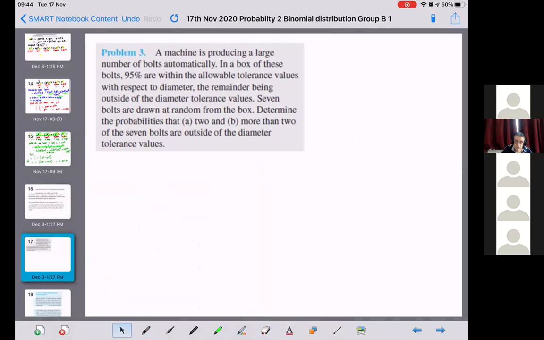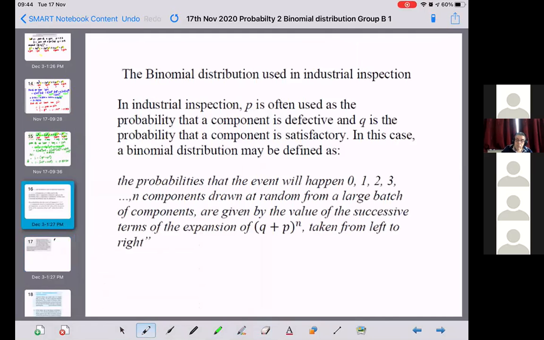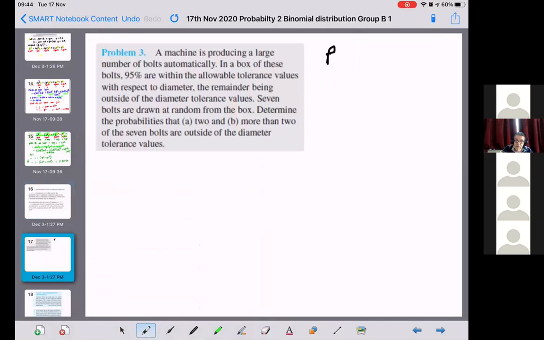P is faulty. So is that 0.05? Yeah. P is defective, yet Q is satisfactory. So P is equal to 5%, 0.05. Therefore, they both have to add up to 1. So Q must be 0.95, the 95% that are good.